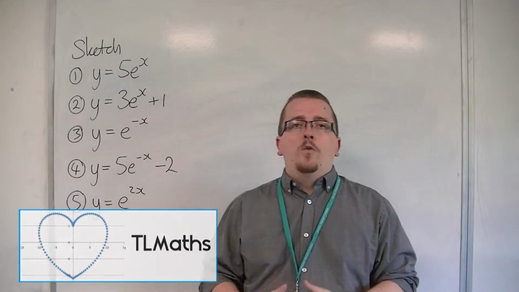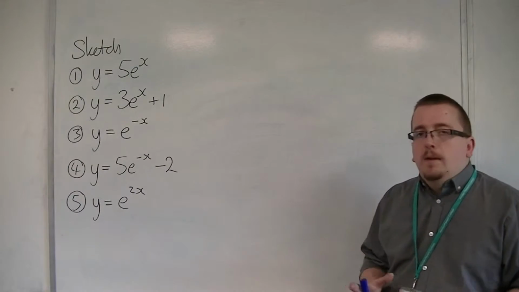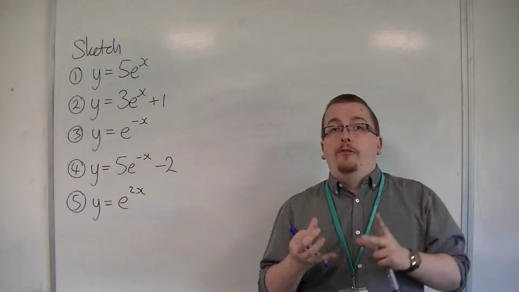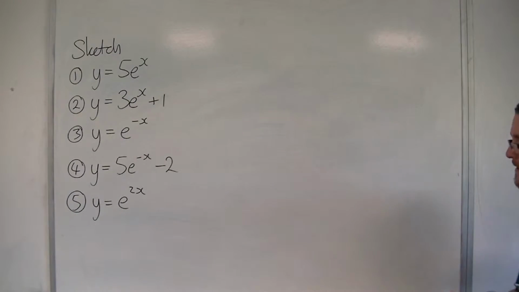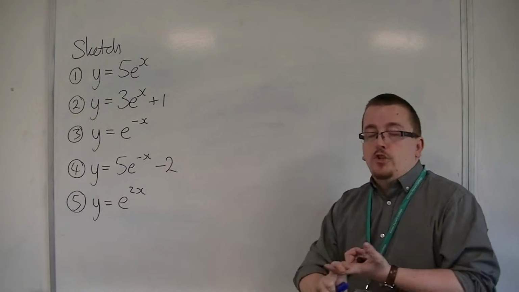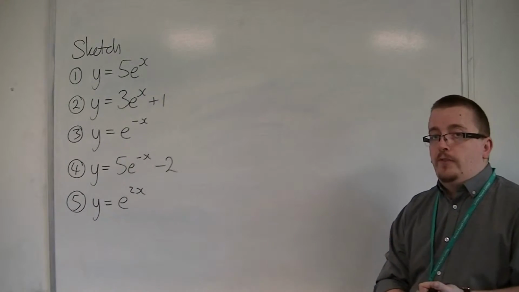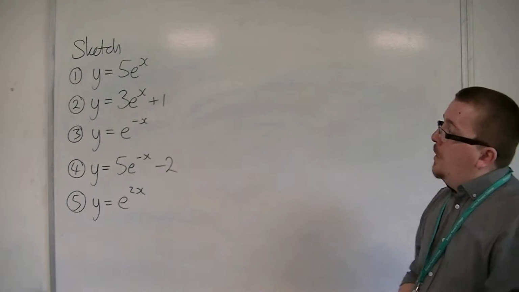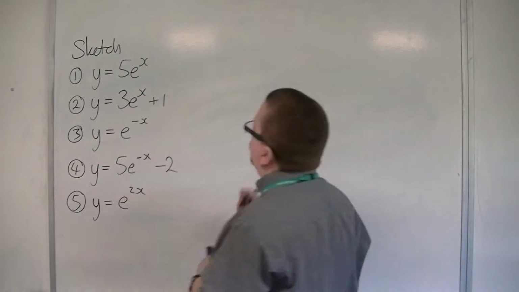Okay, in this video we're going to be looking at sketching e to the x, but we have transformed the graph somehow. So what I want to highlight here is the location of any asymptotes and any key points on the curve that we should know about. So let's look at y is equal to 5e to the x.